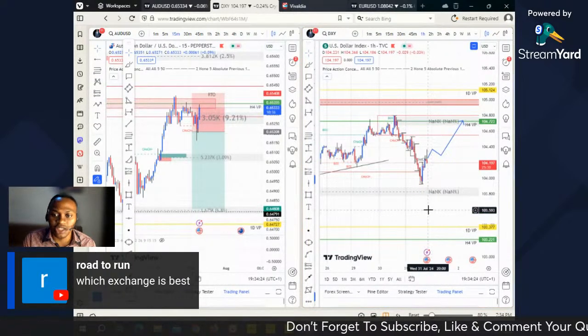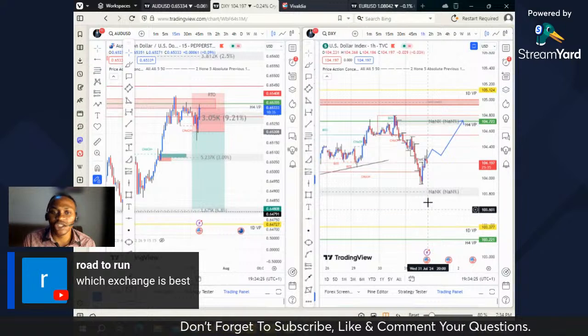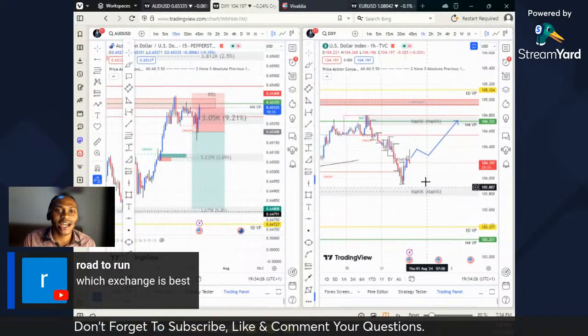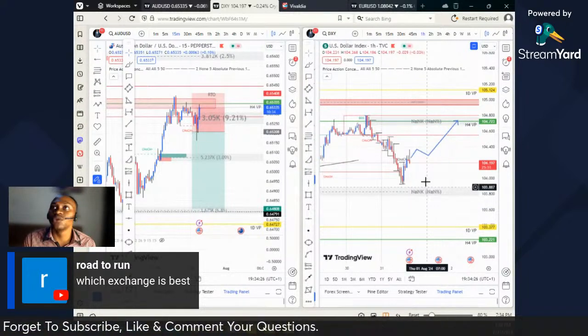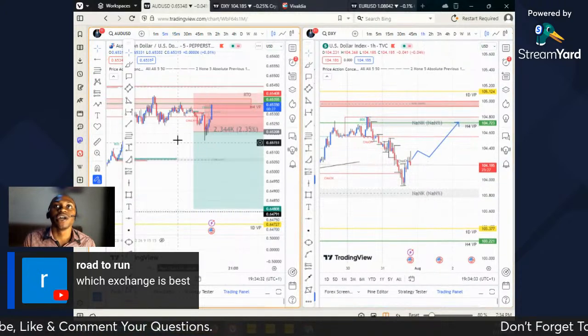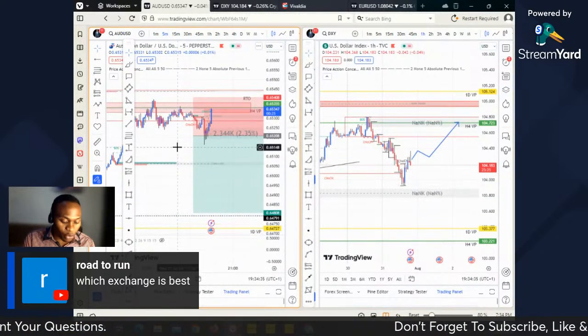Which exchange is best? The exchange I use to trade is FM. That's the broker I use. It's a broker, not really an exchange.